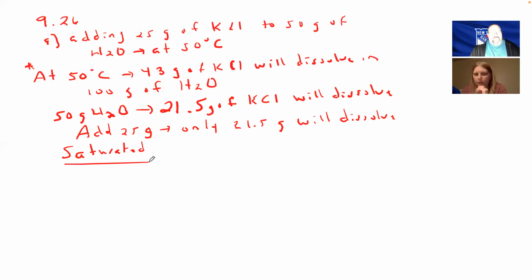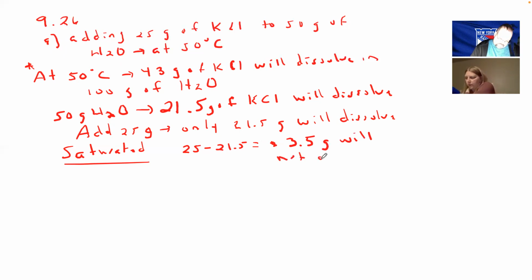So then we subtract those two. Right. If you want to know exactly how much is not going to be dissolved, you would do 25 minus 21.5. And this one I'm going to get right. I believe it's 3.5 grams that will not dissolve. So that 3.5 grams will basically just sink to the bottom. 21.5 will dissolve, 3.5 will not dissolve.